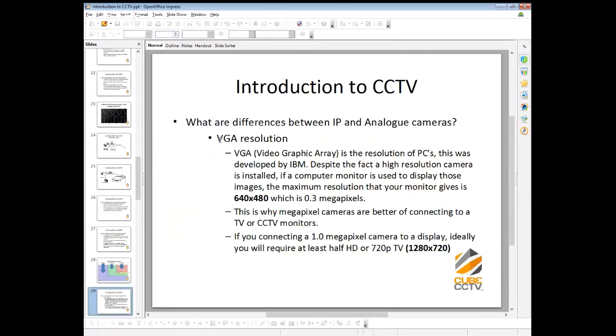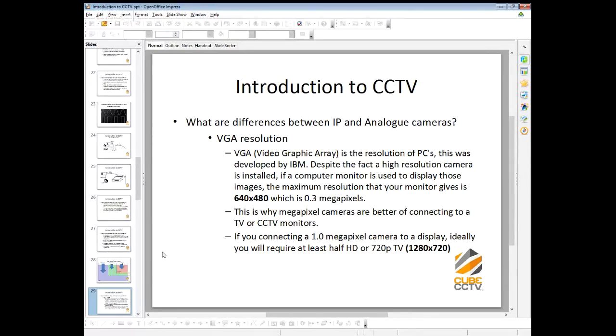In some cases, you may have experienced that you installed a high definition camera to a standard monitor and you don't seem to get a good output, or the resolutions are not in high resolution. It happens because your standard monitor uses VGA, video graphics array, which was developed by IBM, where the resolution is capped to 640x480, which is 0.3 megapixels. So if you connect a camera which is, say, 1080p, you're not going to see the full optimum resolutions there.